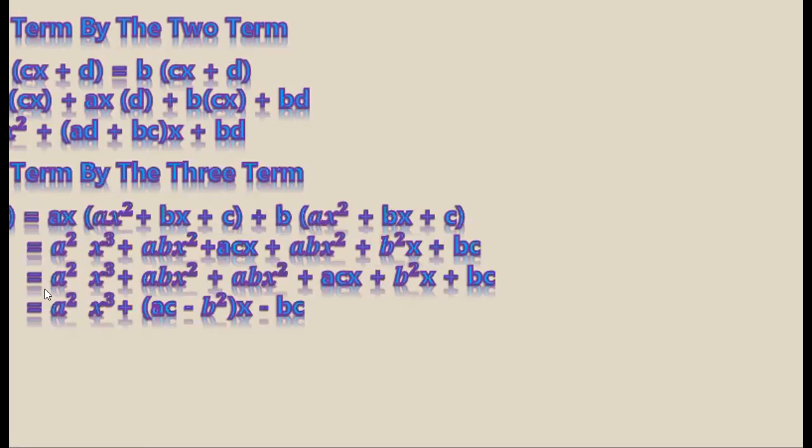Together with a to the power of 2 times x to the power of 3 plus in parentheses a times c minus b together with b to the power of 2, times x plus b times c.